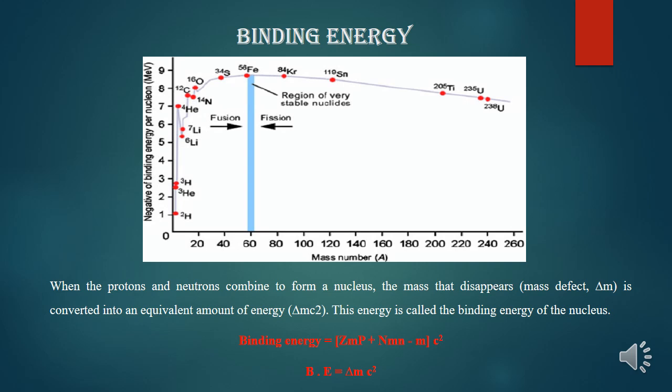The image represents the binding energy graph. A graph is plotted with the mass number A of the nucleus along the x-axis and binding energy per nucleon along the y-axis. Sorry, in this image the y-axis shows the negative of binding energy per nucleon, but it is not negative, it is only binding energy per nucleon. Now I will explain the binding energy curve.